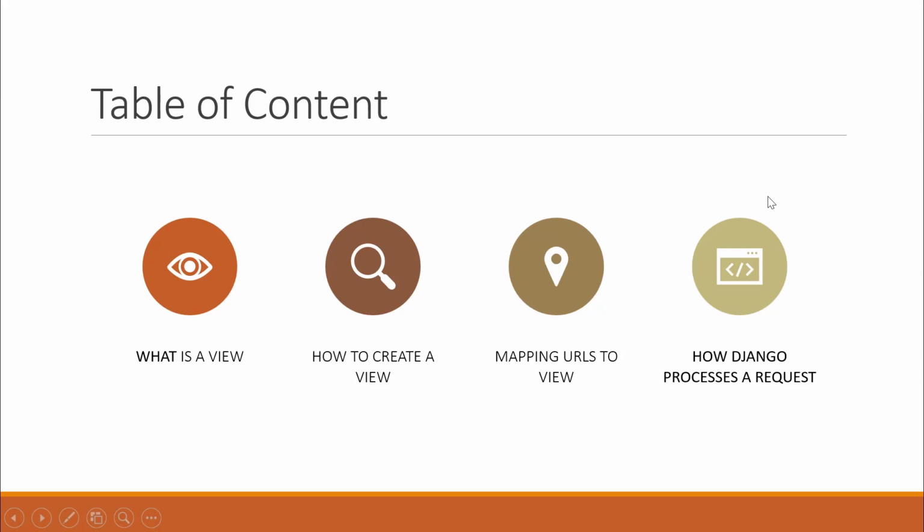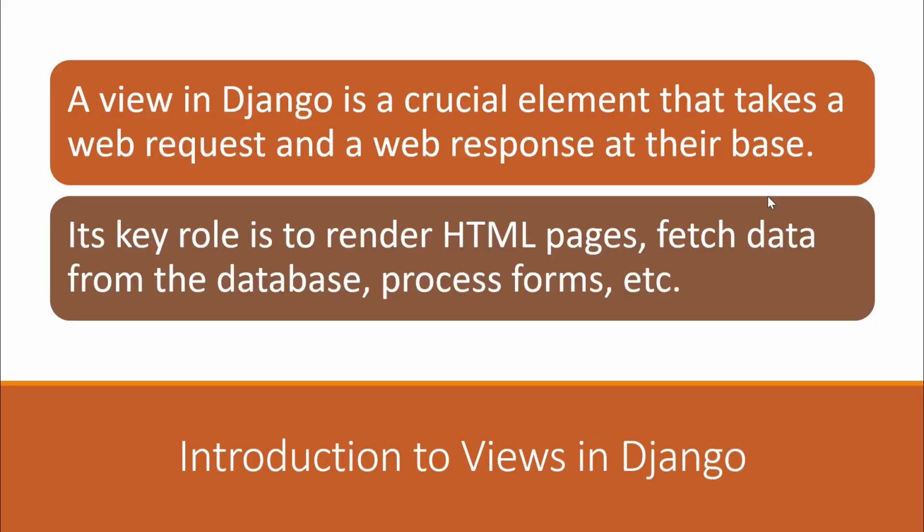We will start off this video by understanding what is a view in Django. Then, we will understand how we can create a view. After this, we will understand how we can map a URL to a view. And in the last, we will discuss the whole process, how Django processes a request. Moreover, in this tutorial, we will also implement one example. So without any further delay, let's jump to the very first topic and discuss what are views in Django.